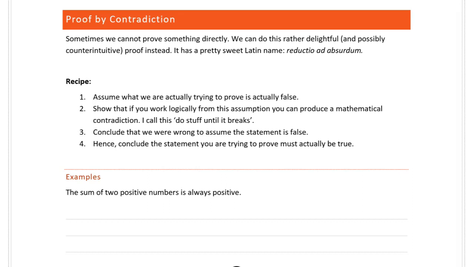In today's lesson, we're going to be looking at proof by contradiction. This is something that can actually be really fun, but also a little bit weird. Sometimes we can't prove something directly, so we can do something that's actually pretty cool. Some people think it's a little bit counterintuitive, but we can do something called reductio ad absurdum.